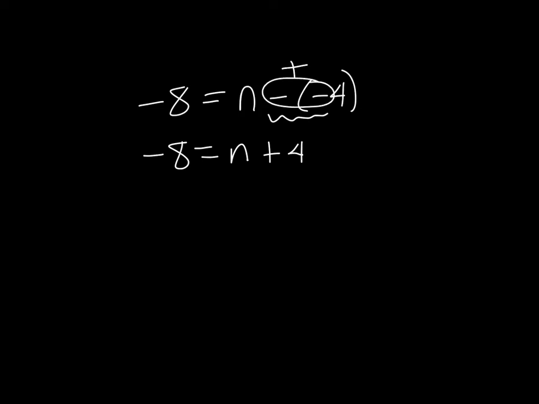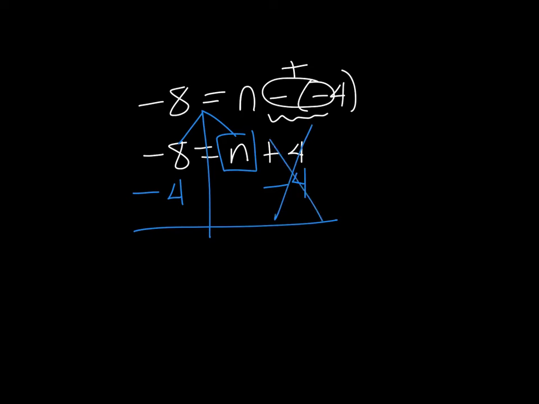And now I can see that I have my balance scale. I want to get n by itself. So I need to do the inverse of adding 4. I need to subtract 4 on both sides to keep it balanced. We've got 0 pairs now. And so n equals negative 12.